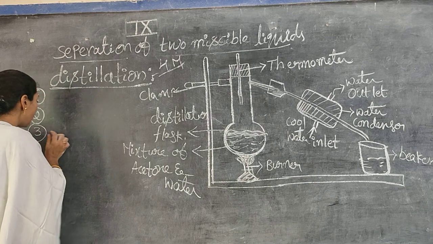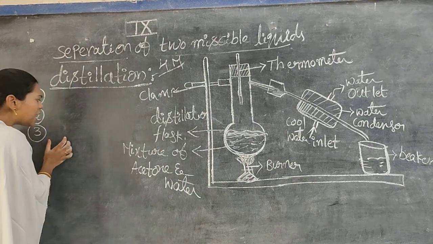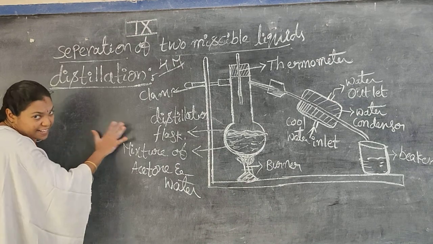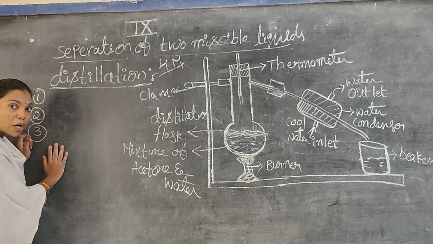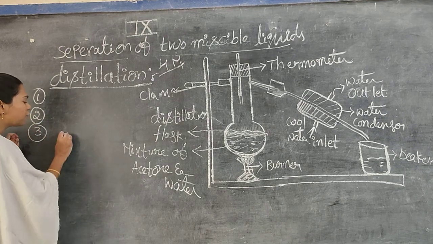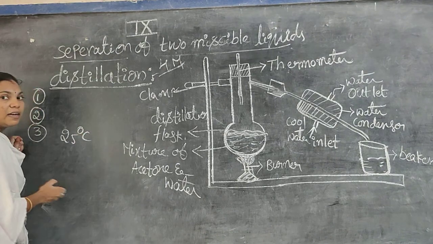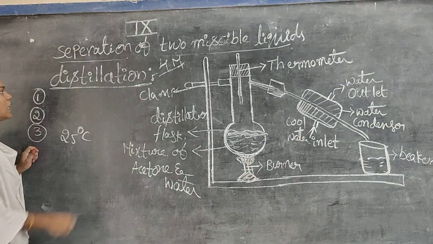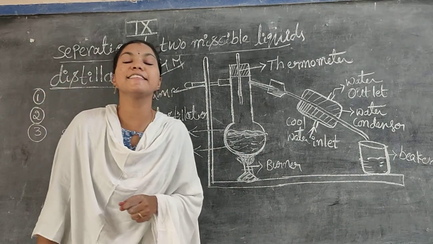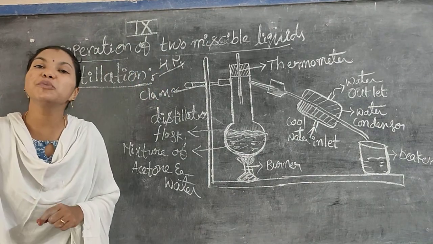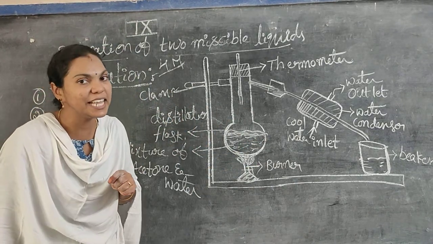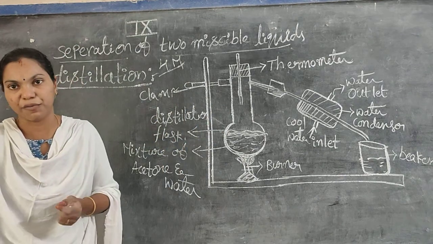Are you understanding now? What is the third point? In miscible liquids, the difference between the two liquids' boiling points must be more than 25 degrees Celsius. For those liquids only we apply the distillation method. If it is less than 25 degrees Celsius, what happens? Another separation method is applied, fractional distillation. Later I will give information about that.